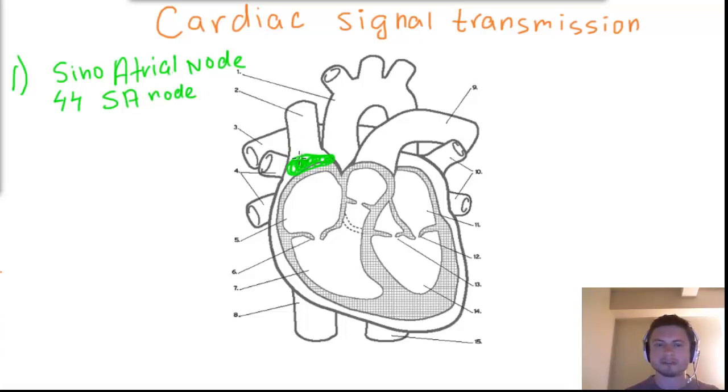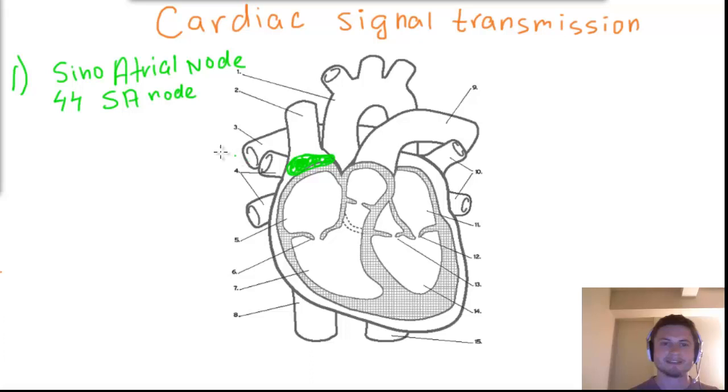It generates the signal. It starts here. However, almost every cell inside the heart can generate a signal. So if this tissue fails and doesn't work anymore, then the next tissue will start the signal. It's not a very essential part, but it does start the signal because it generates signals slightly faster than other tissues.